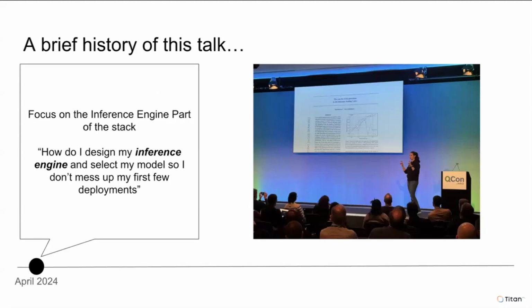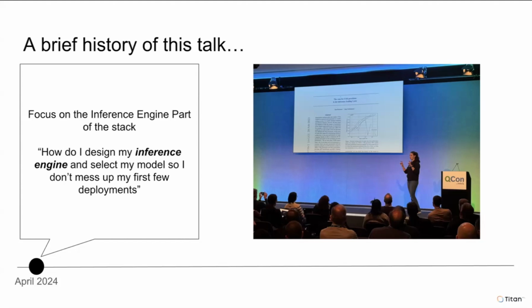But before I start, I'm going to give you a very brief history of this particular talk that I've given. I first gave it almost a year ago, I think a year plus or minus a day, at QCon in London. And the talk was called the same thing. It was called LLM Deployment, Tips, Tricks, and Techniques. But it was focused almost entirely on the inference engine. And the inference engine is essentially everything that you need to be able to get model weights and hardware and turn that into a static endpoint that you can inference. And that talk was focused around how do I design my inference engine such that I can deploy my first couple models, so I don't mess up my first couple deployments.